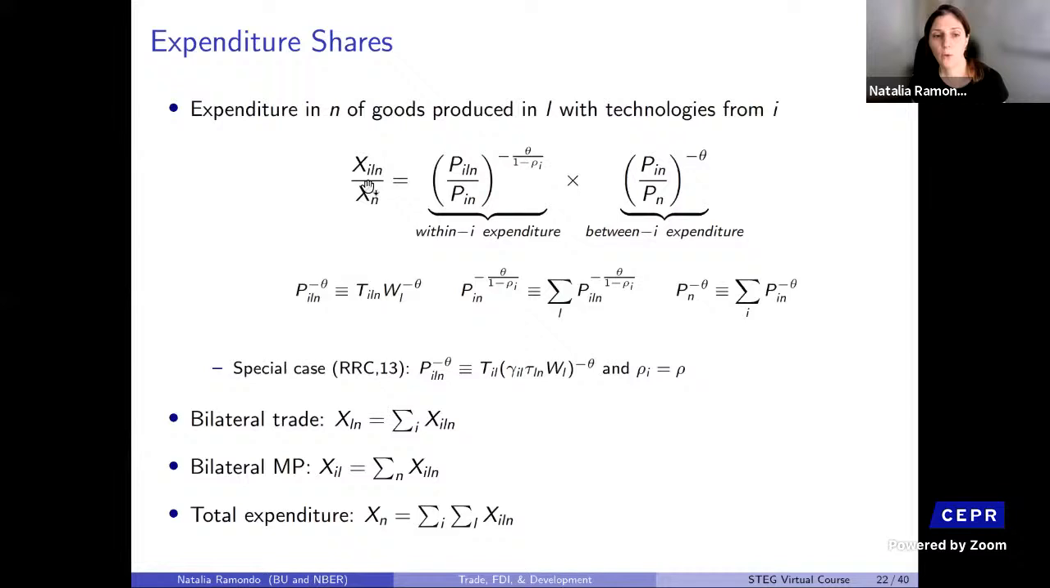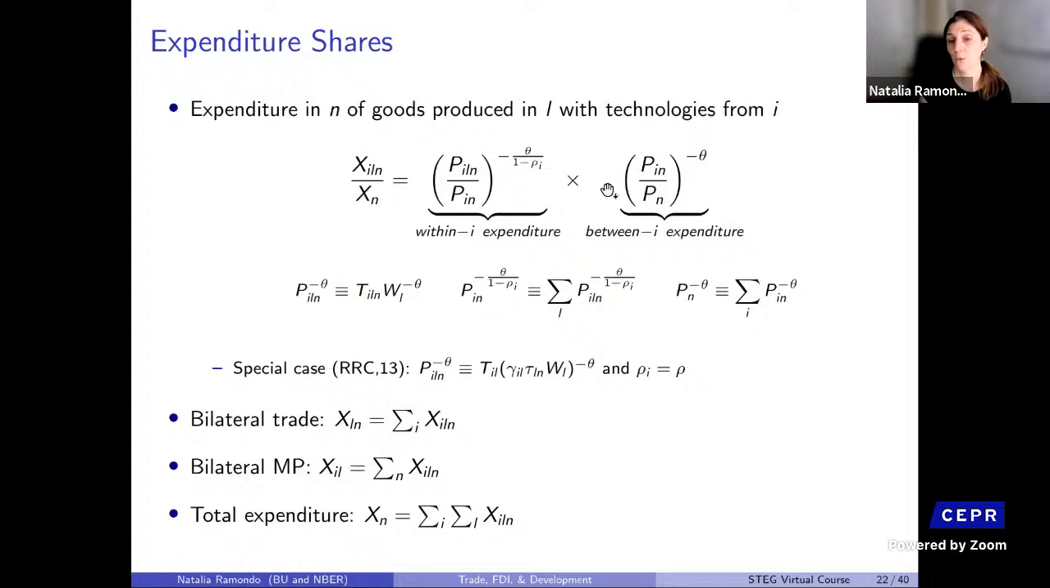So expenditure in N of goods produced in L with technologies from i will come from this cross-nest DCA, so you will have a familiar expression. If you're familiar with sectoral models, if you replace i with s for sector, this is an expression, say, in Caliendo and Parro. So we have a within-i expenditure, or within-sector if you were in the sectoral model, and then a between-nests expenditure, between i's in this case. And then we have what we call price indices, they are defined here.